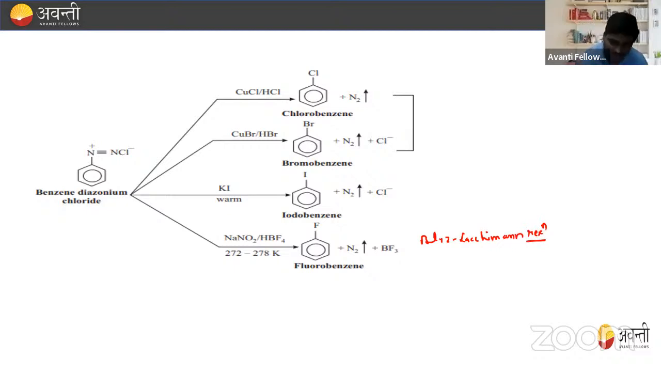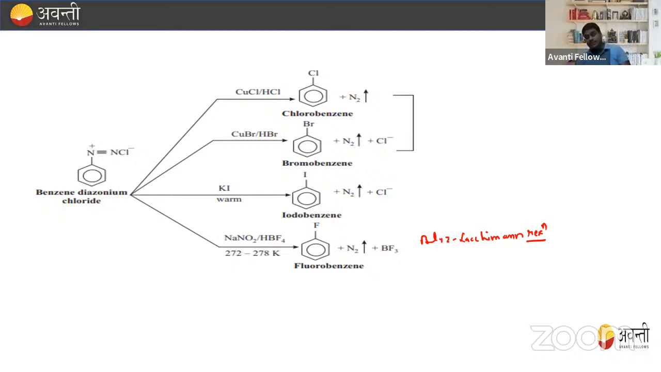This is the method for the preparation of fluorobenzene, because fluorobenzene cannot be prepared by the simple direct halogenation of an aromatic hydrocarbon. So this can be prepared by this special method when the BDC is treated with NaNO2 and HBF4 at 273 to 278 Kelvin.